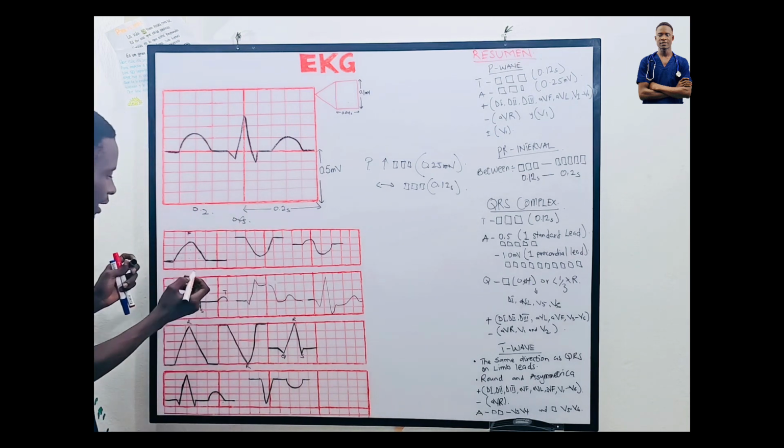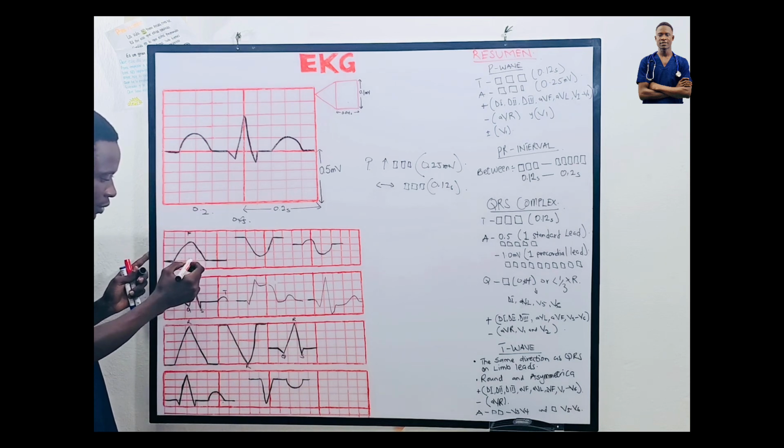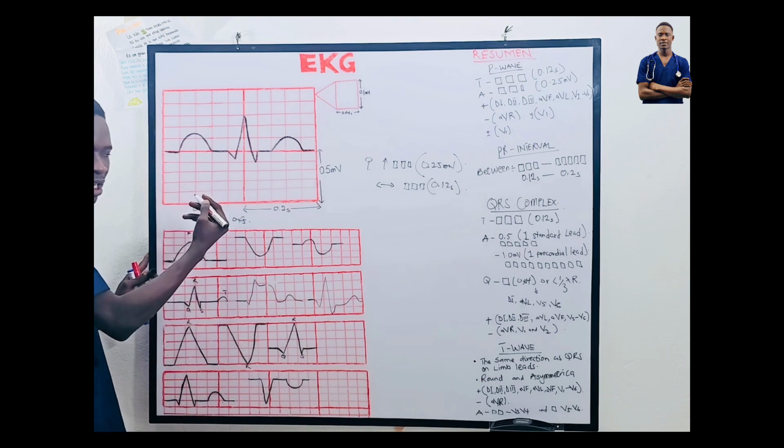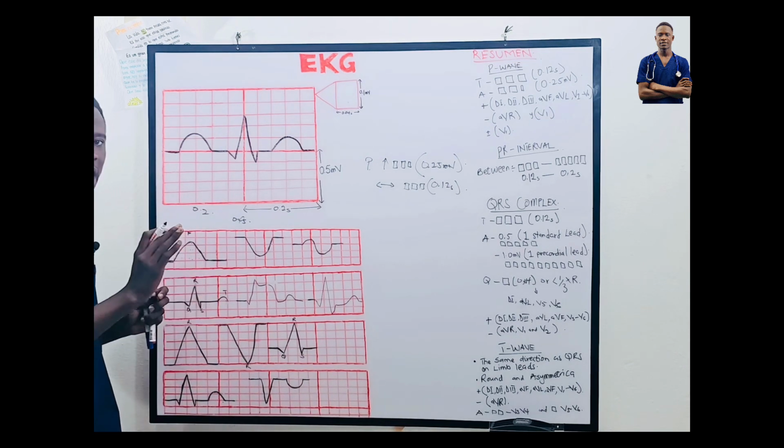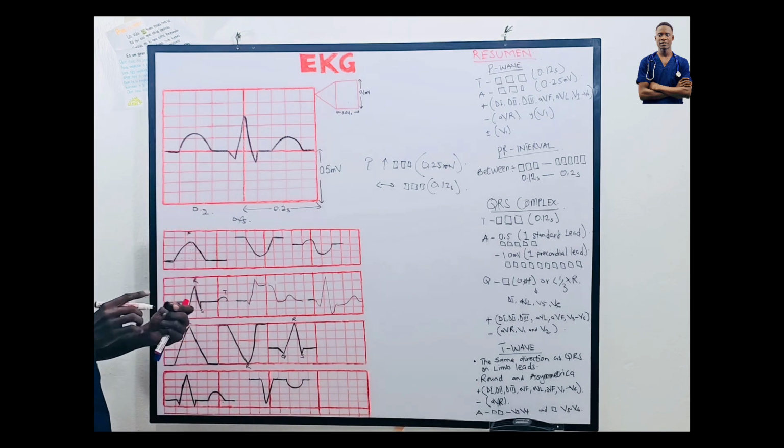Do you understand? And then the amplitude, 2.5 boxes is normal. When it's more than that, it gives me an idea of the dilation of the right atrium. Are you clear with it?